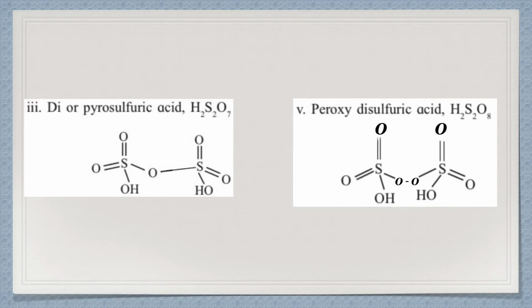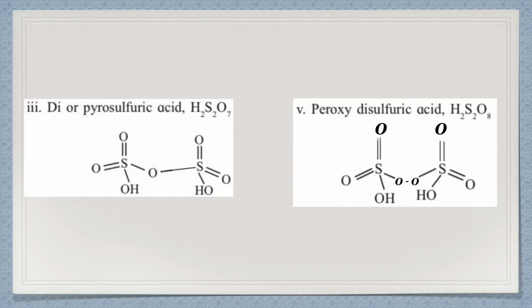So what I'll do is H2SO4 into 2 minus H2O. H2SO4 into 2 gives H4S2O8 minus H2O, which comes as H2S2O7. So always remember, don't memorize it by heart. Pyrosulfuric acid means we are giving heat to sulfuric acid, so two sulfuric acids will fuse together by the removal of water. Just write down this formula, H2SO4 into 2 minus H2O, so the formula will be H2S2O7.